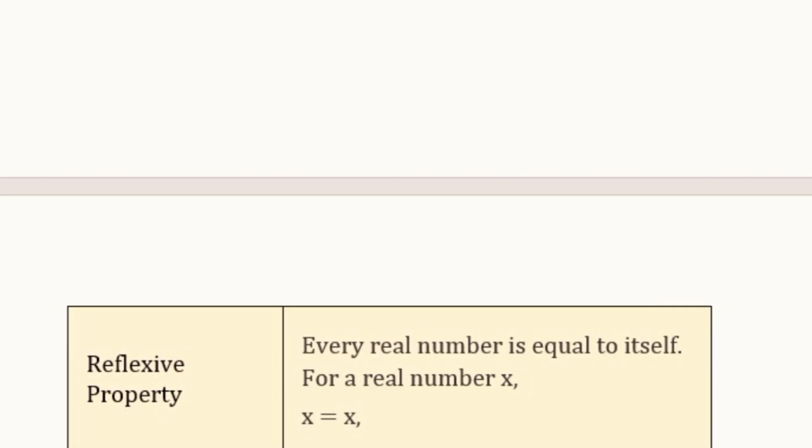Reflexive property. Every number equal to itself, such as 2 is equal to 2 always, 3 is equal to 3. This is called reflexive property. Here we have x, so x is equal to x.